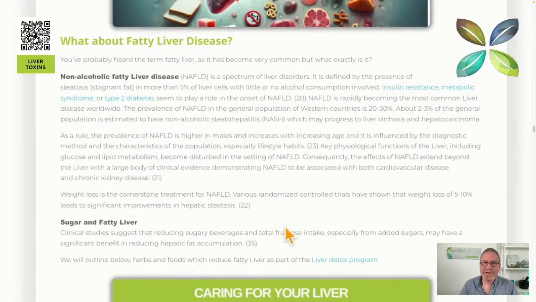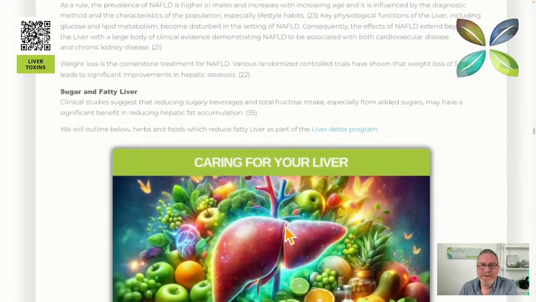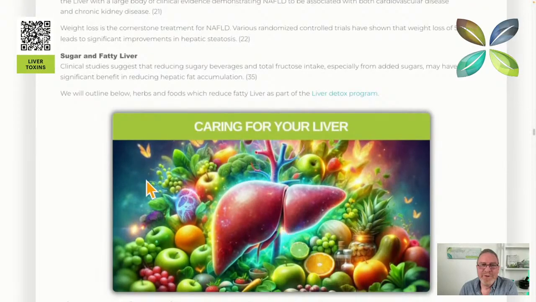And what I'm going to do next time is we will dig into what we can do to care for our liver, how we can heal our liver, what foods we can use and what herbs we can use, and really go specifically into liver healing and liver care.